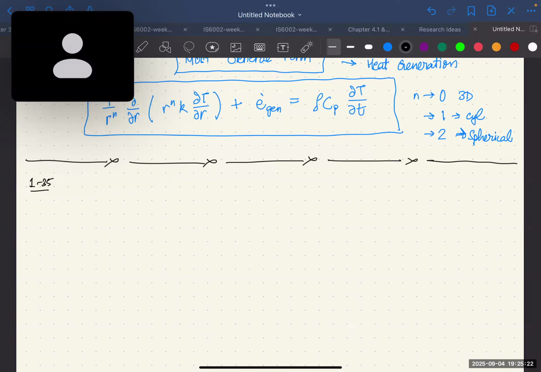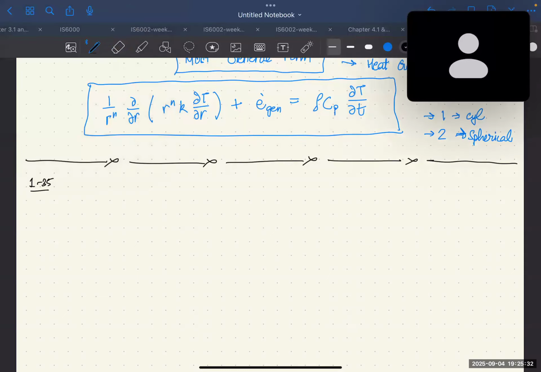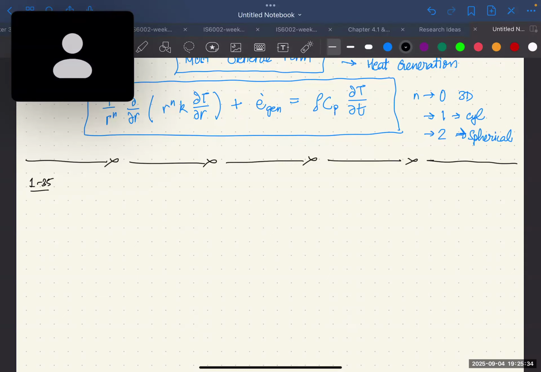So problem 135, which states that we have a system in which there is... why is this not working? We have a system, okay.